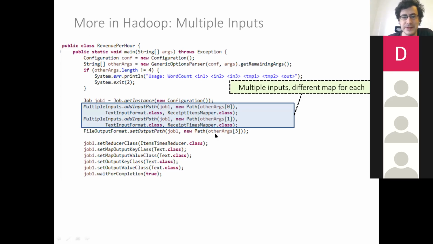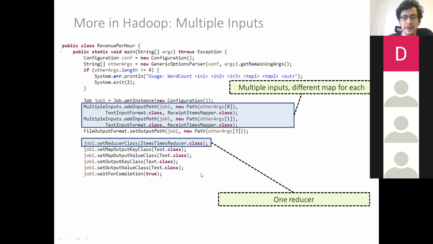So we have 2 different mappers for two different jobs, different maps for different inputs, sorry. And we have one reducer. So you can have multiple maps. You can have 1 or more maps, but you always have one reducer in one job.